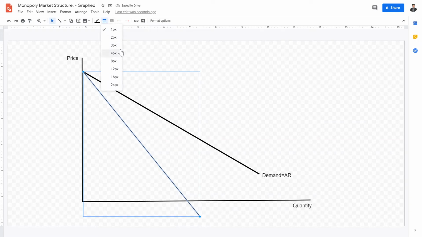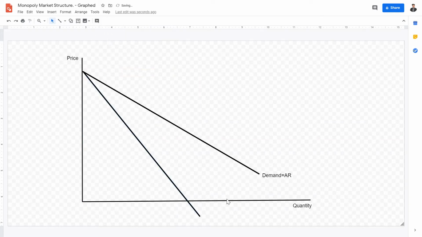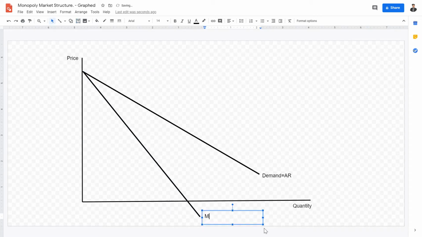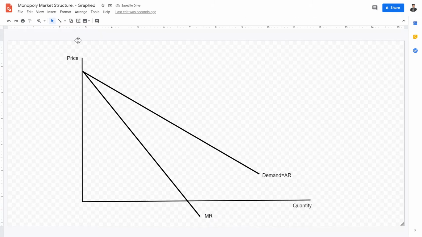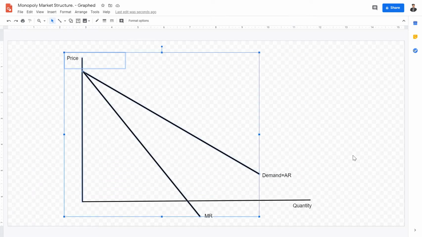So the marginal revenue curve starts at the exact same point as the average revenue. However, the marginal revenue curve goes twice as steep and it goes negative. Therefore, this curve is the marginal revenue curve. Okay, so these are the two revenue curves. Within a monopoly there are two revenue curves and there are two cost curves.